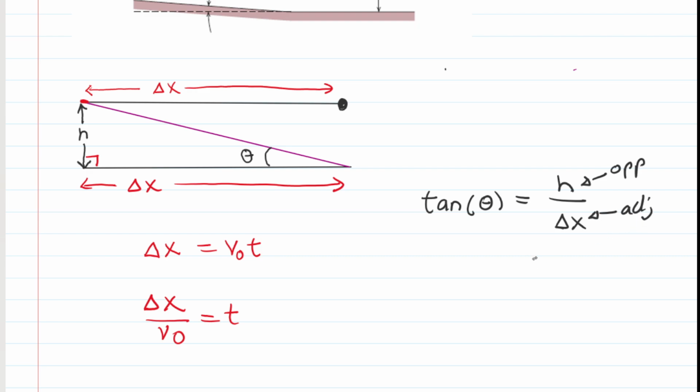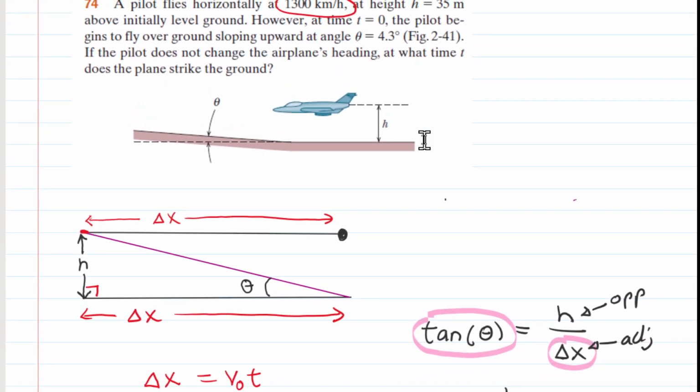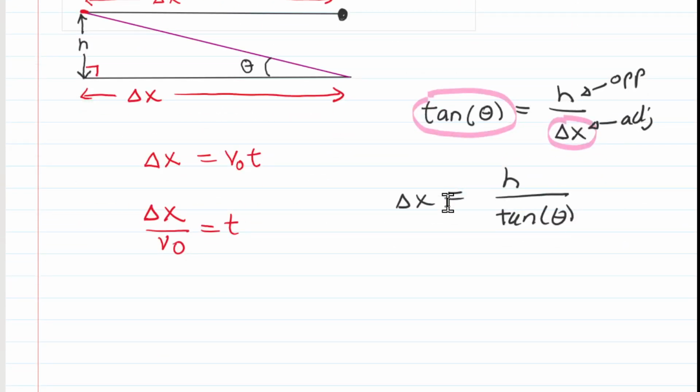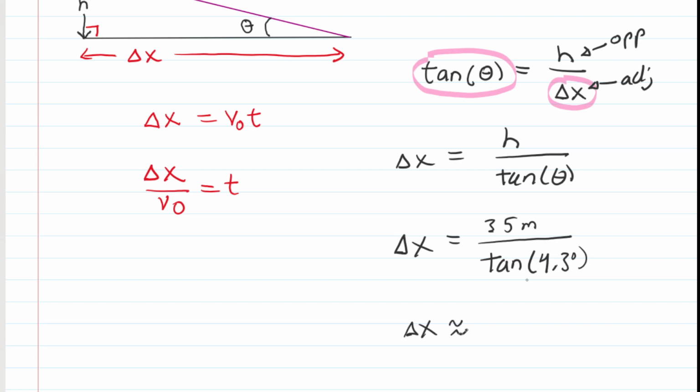Now, we're trying to solve for delta x. There's a bit of an algebraic trick that I like to use in this scenario. We can take this term on the left side and the delta x on the other side and swap them. So algebraically, it turns out that delta x would be the height divided by the tangent of the angle. Now, both of those pieces of data were given. We do know the height is 35 meters and the angle is 4.3 degrees. So let's plug those in. So here we see that the delta x is approximately 465.5, why not, meters.